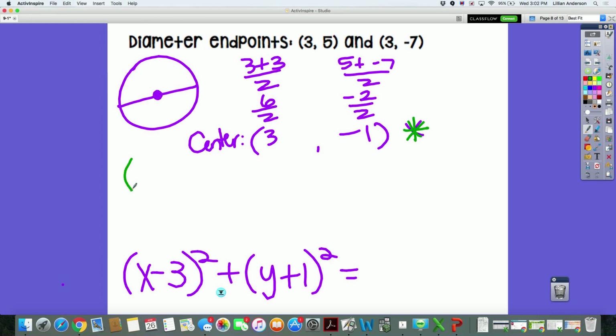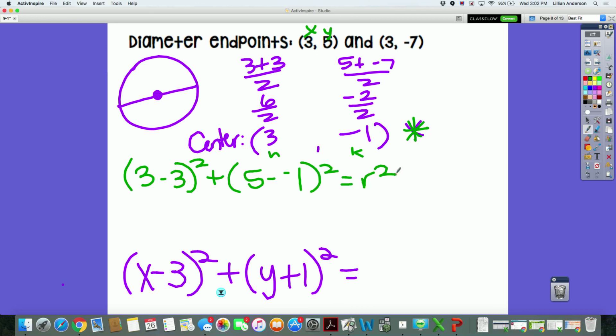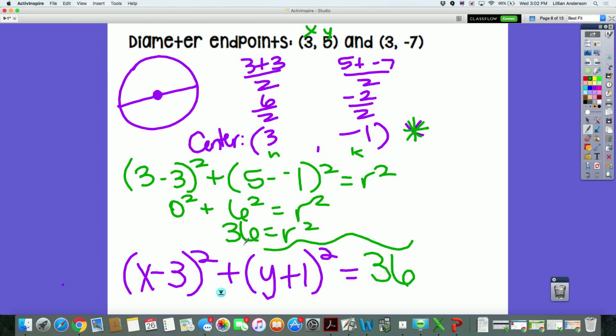I'm just going to use the first point because it's the first one there. Okay? That's going to be x. So I'm using x and y. This is h and k. So that's going to be 3 minus 3 squared plus 5 minus a negative 1 squared. Well, 3 minus 3 is just 0. And then what's 5 minus a negative 1? 6. So 0 squared is 0. 6 squared is 36, and that is the part I put into my formula to write the equation of my circle.